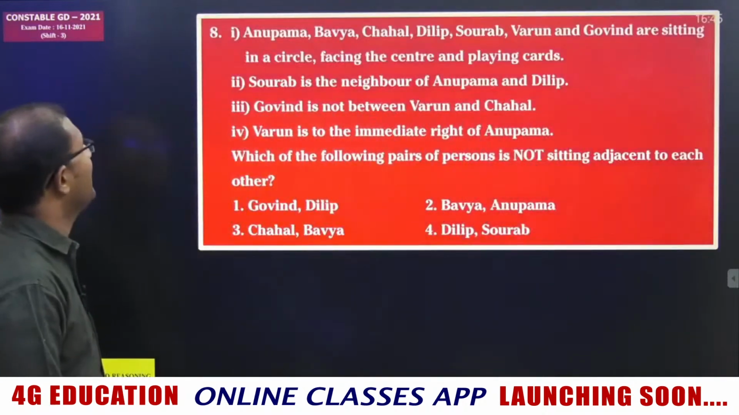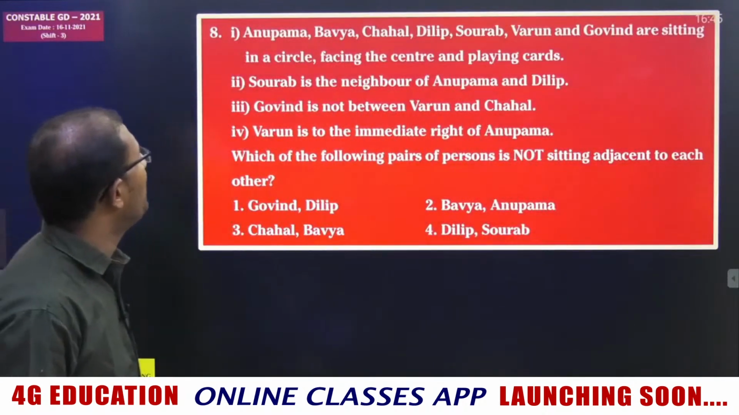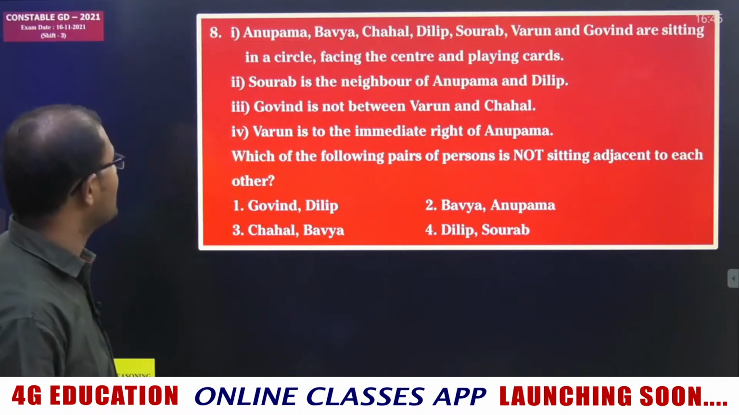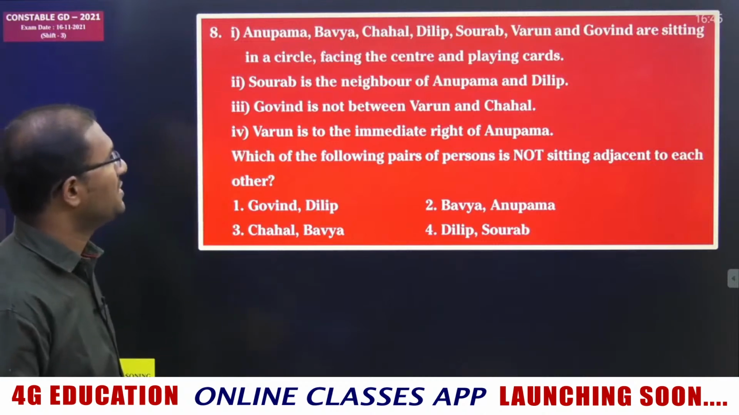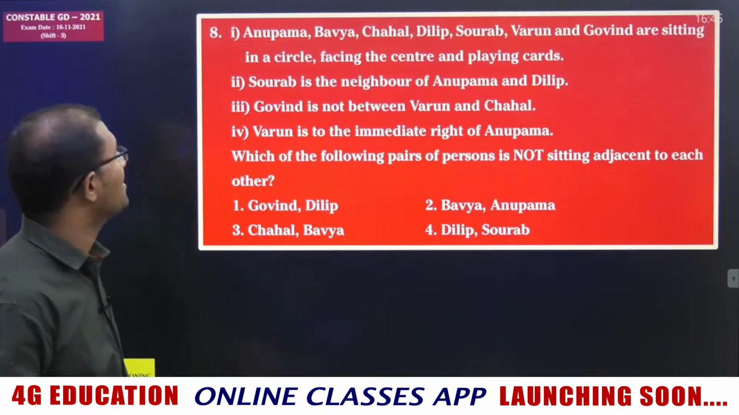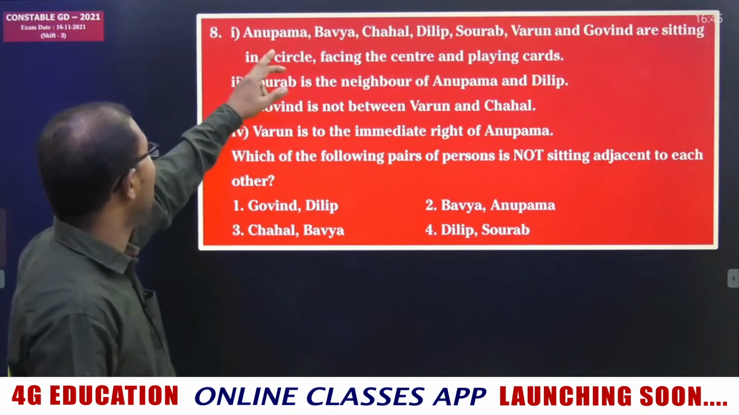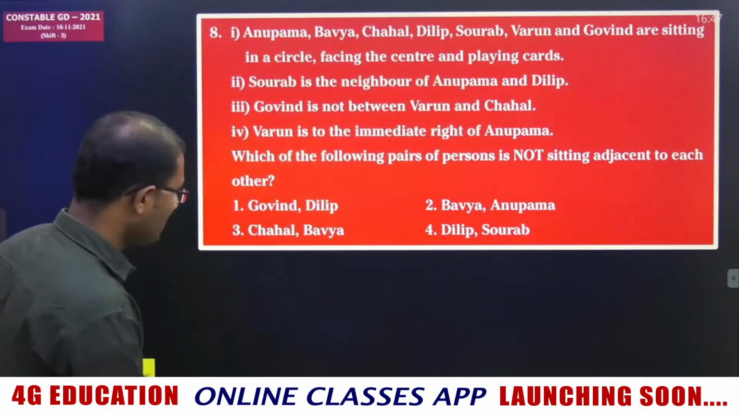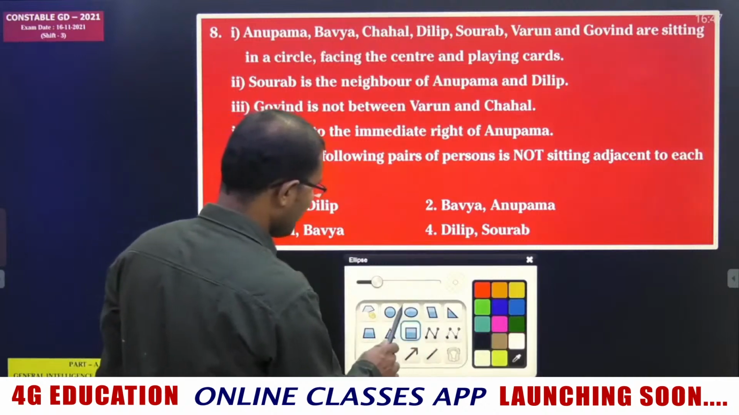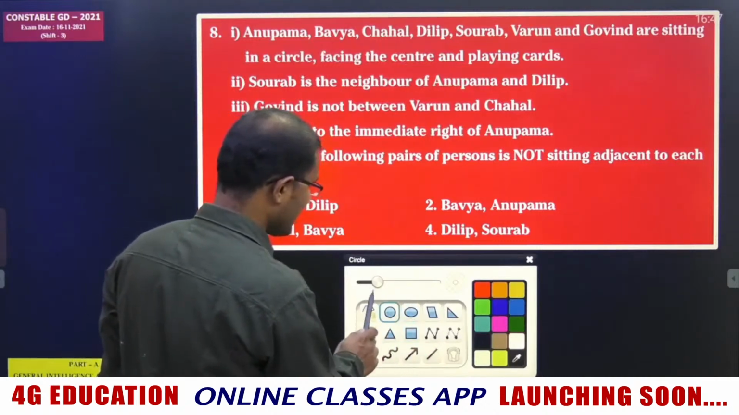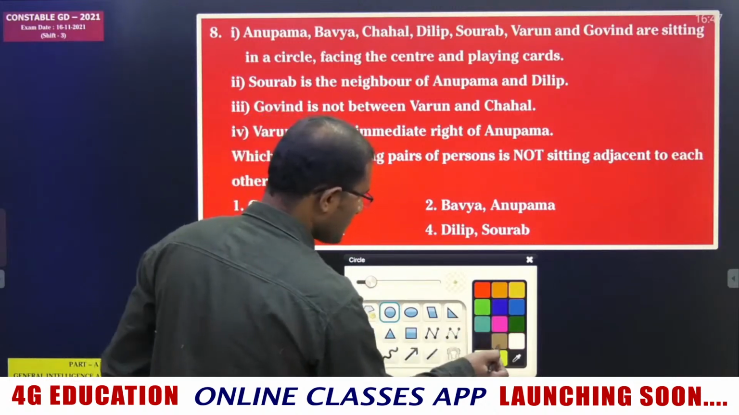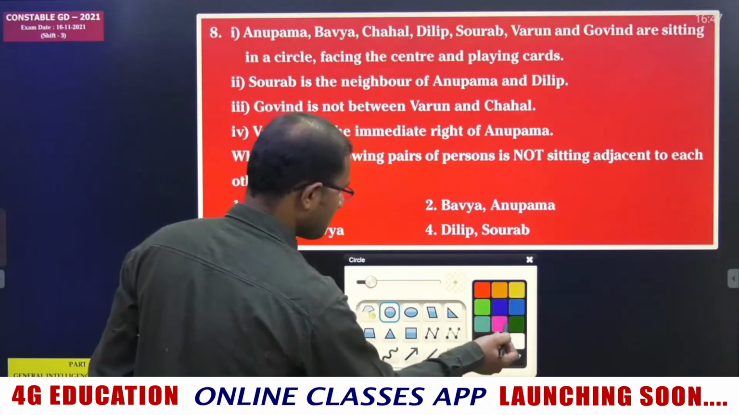So the next question, the 8th question. Anupama, Bhavya, Chahal, Dilip, Saurabh, Varun and Govind are sitting in a circle facing the center and playing cards. They are playing cards. But in total how many people are there? 1, 2, 3, 4, 5, 6 and 7. Total 7 people are there. 7 people are sitting around a circle.